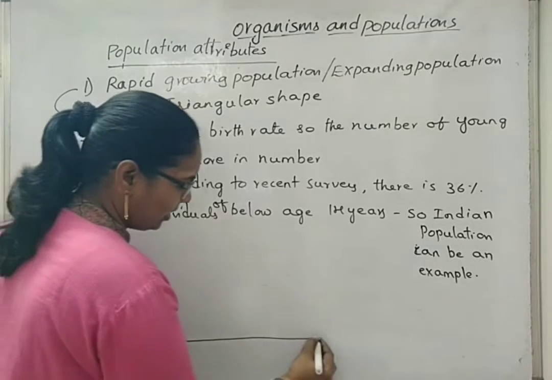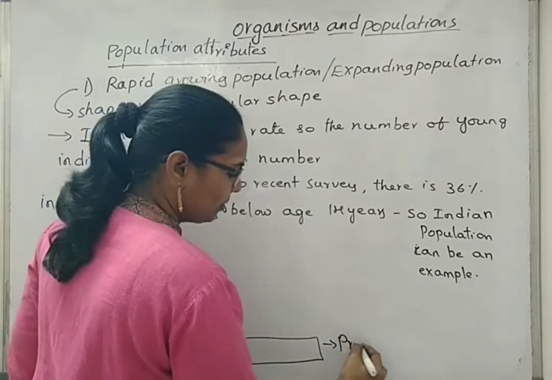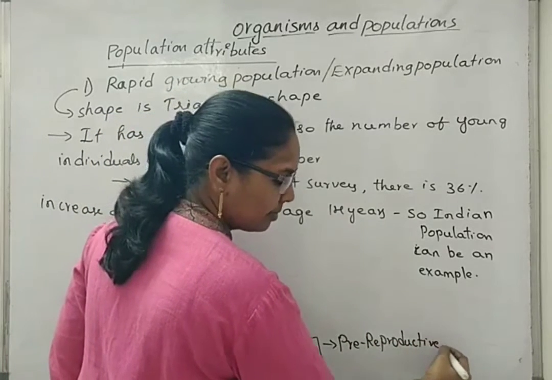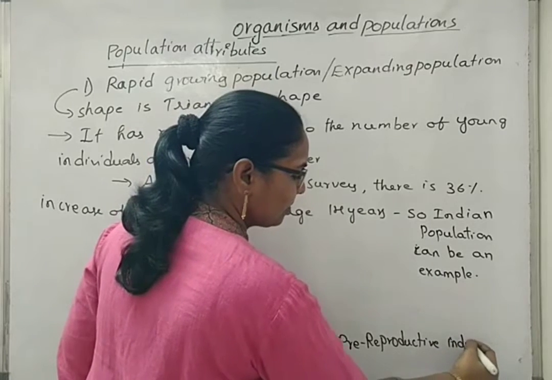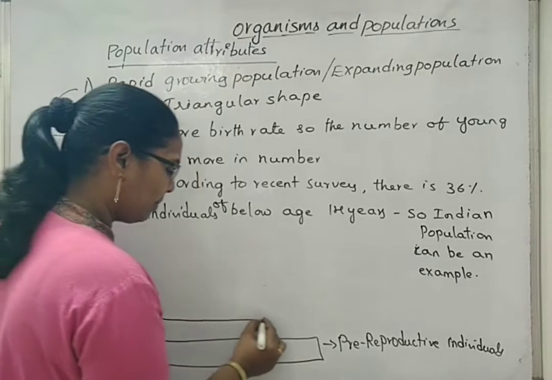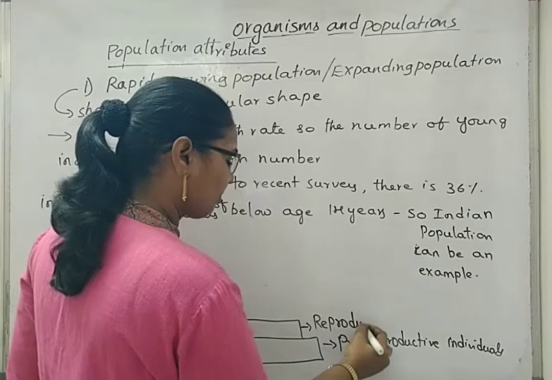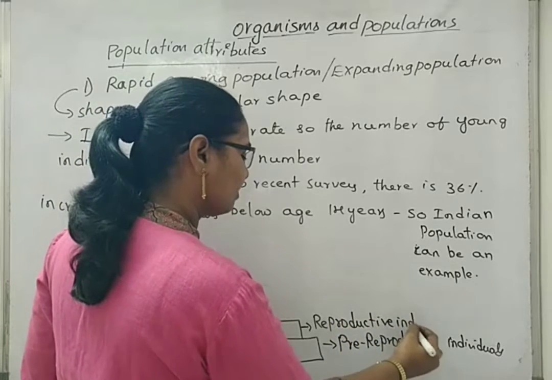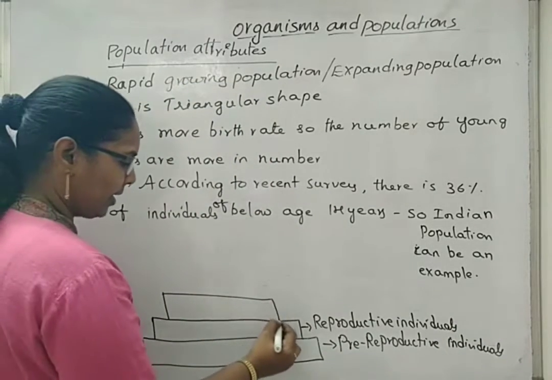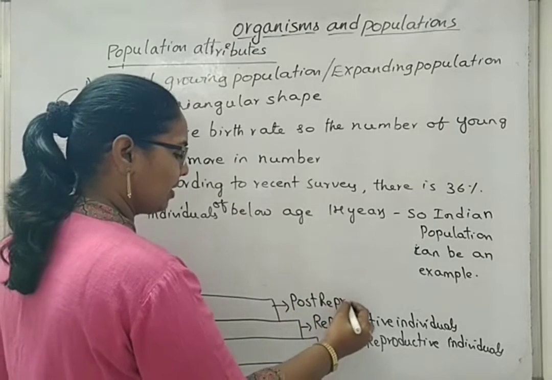We can represent this population as more number of pre-reproductive individuals, which are more in number compared to reproductive age individuals, which are more in number compared to older people, which are termed as post-reproductive individuals.